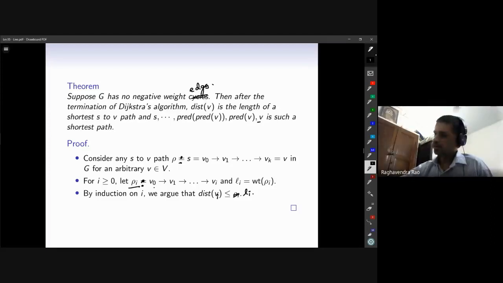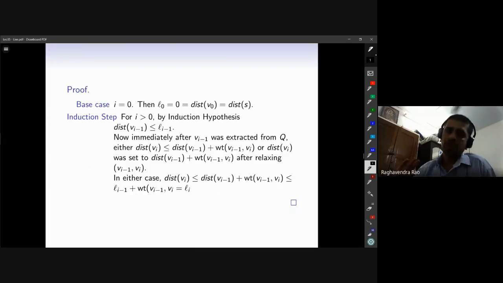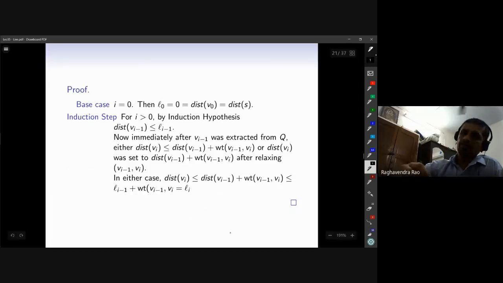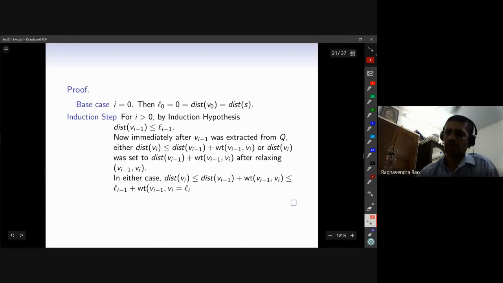Okay, I'll take one more minute. Just in one minute I'll try to complete this. So the base case is i equal to 0, distance of S, and that's straightforward. There is nothing to prove there. All we prove is, by induction hypothesis, distance of Vi is going to be less than or equal to Li. By induction hypothesis, distance of Vi minus 1 is at most the length of the path up to i minus 1, that is Li minus 1.